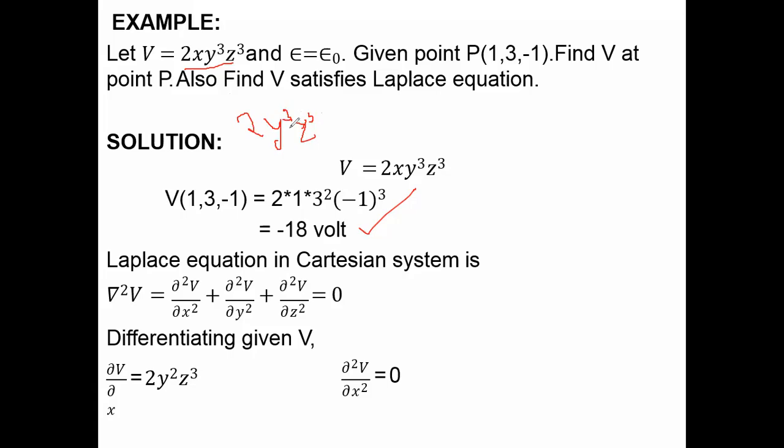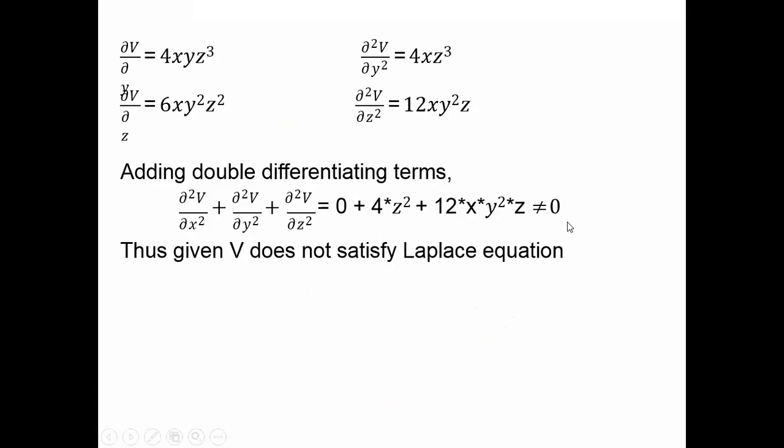Zero. So the first thing we are getting is del square V upon del x square is equal to 0. Similarly, you differentiate two times with respect to y and tell me what is the value of del square V upon del y square. First it will come 2x times 3y square z cube. Then again, 6x times 2y z cube, which is 12xy z cube.